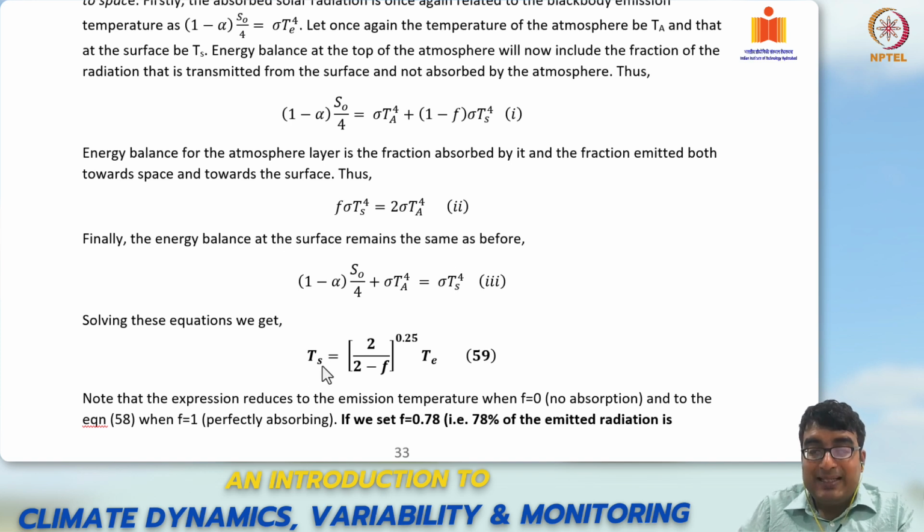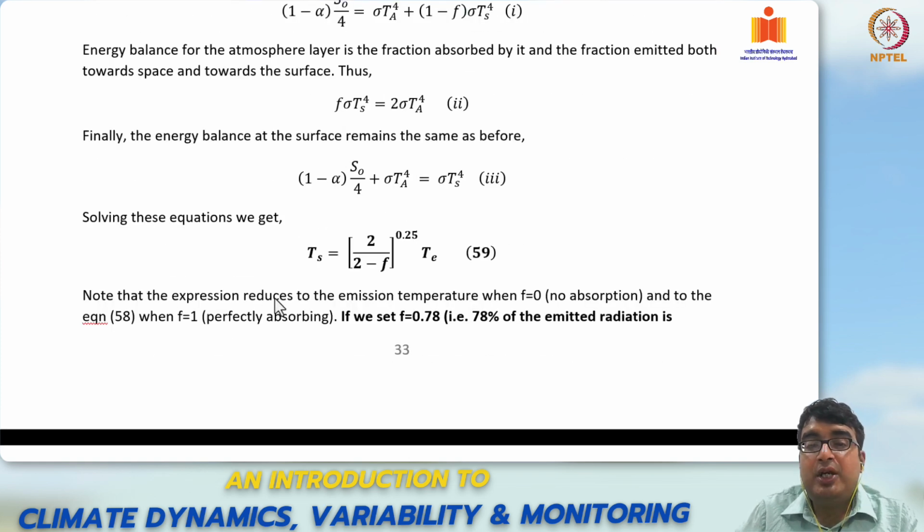So the surface temperature is (2/(2 minus F)) to the power 1/4 times the black body emission temperature of Earth, where F is the fraction of Earth's emitted radiation being absorbed by the atmosphere. This is the expression that we will be getting.